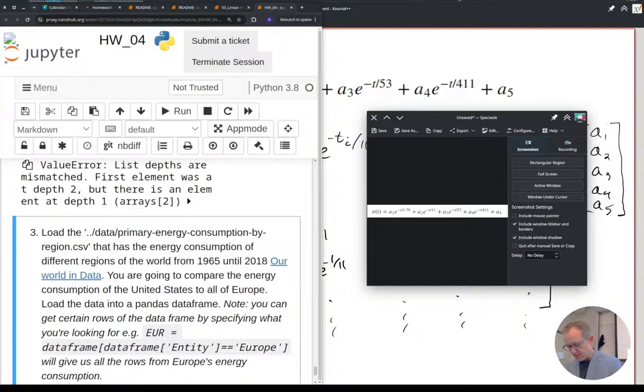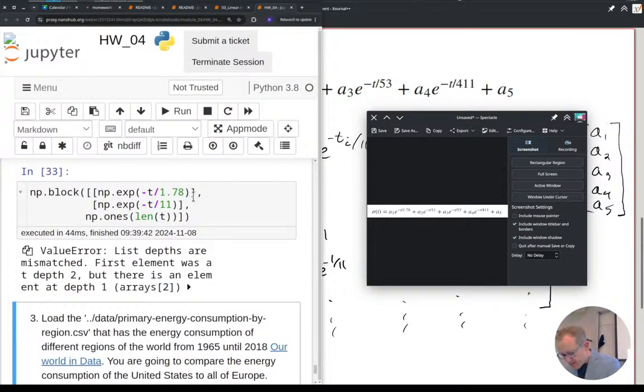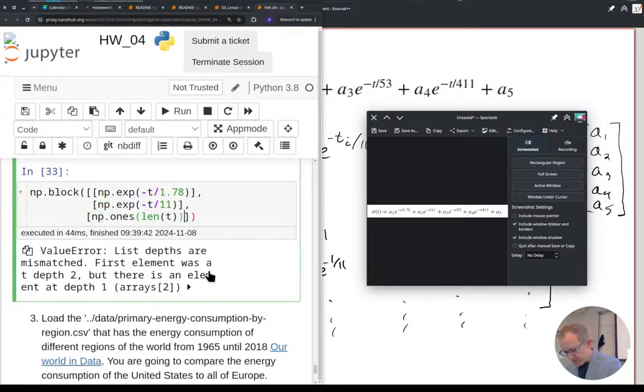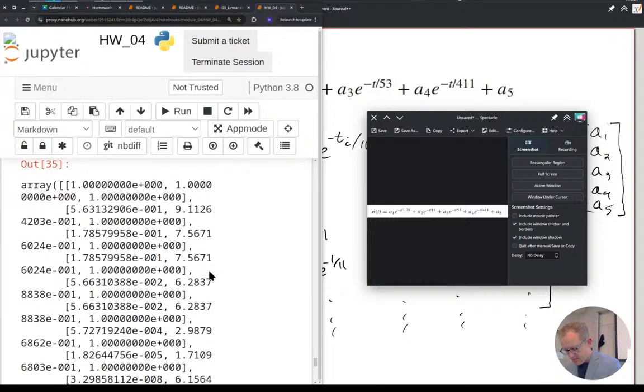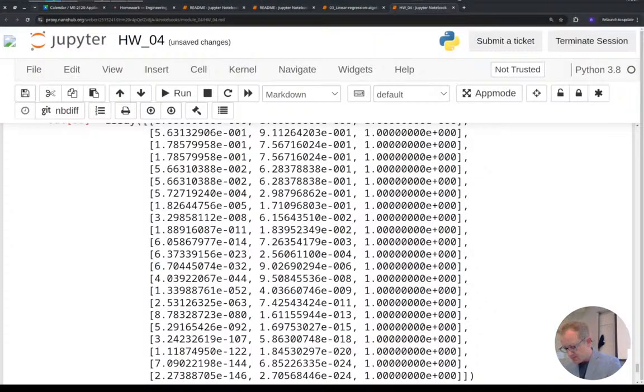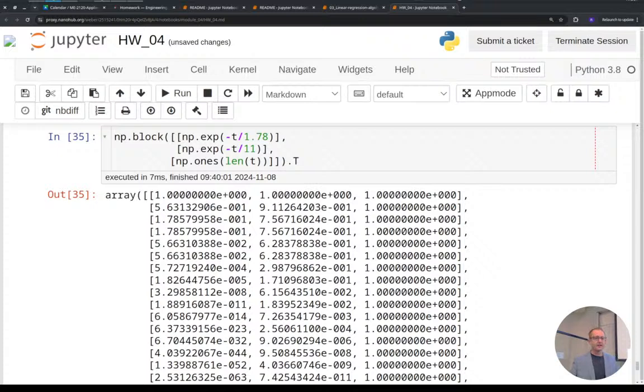Let's see how that one works. It doesn't like it. Make sure we have the brackets all matching up. And they're just taking the first two time constants, ending up with e to the negative t over 1.8, and then e to the negative t over 11. And then the last column's all ones, just to get an offset kind of coefficient.